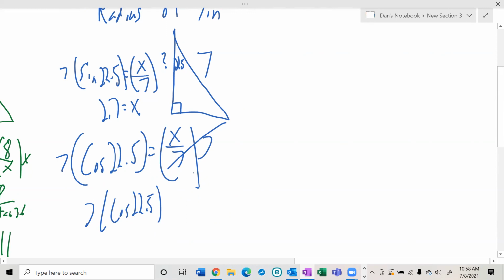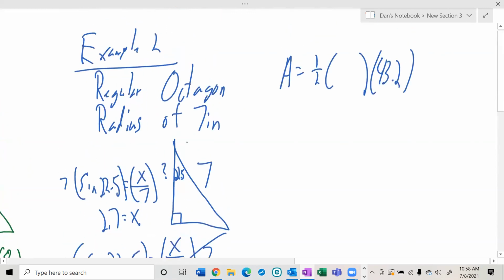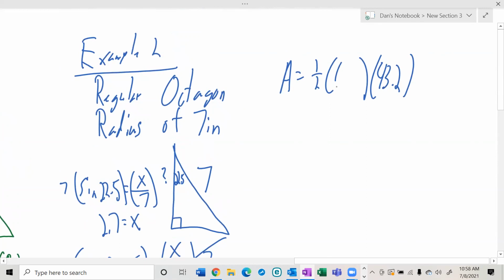104.4. What do we got? 6.5. Now we've got that, and plug in the area. This is all rounded. 140.4. Is that what you said? There you go. You guys agree?